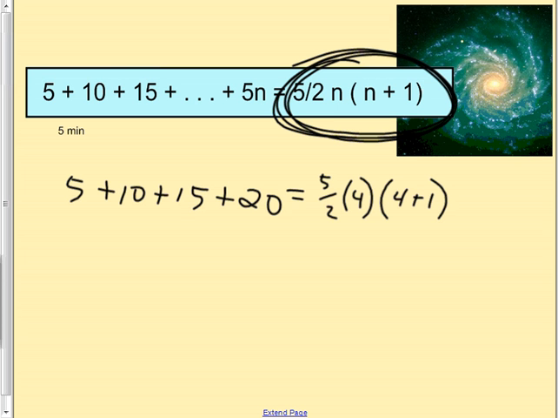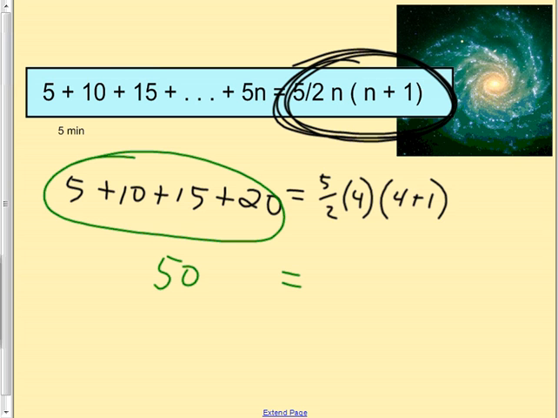Did it come up the same? So the left side here, it's just adding. So what does that add up to? 50 is equal to the right side. Does that actually come up to 50? Let's see. It should. 5 times 4 is 20 divided by 2 is 10. 10 times 4 plus 1. Now that looks like it would be 50 to me.